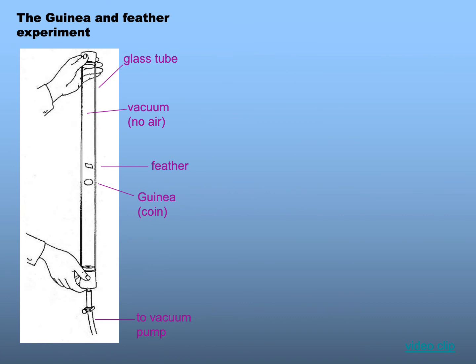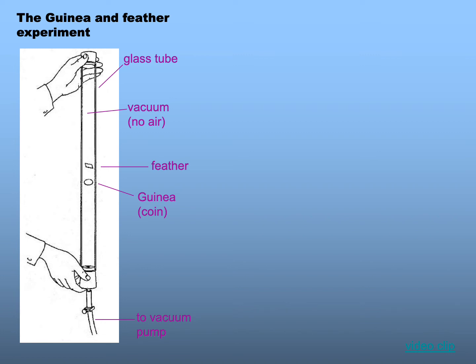And we end this section with a very famous experiment called the Guinea and feather experiment, which I will show you in a separate video clip. It basically involves taking a glass tube as shown in the diagram. It's maybe about 5 or 6 centimeters in diameter, and inside it you put a small feather and traditionally a guinea. Now a guinea was a coin, so imagine a pound coin.